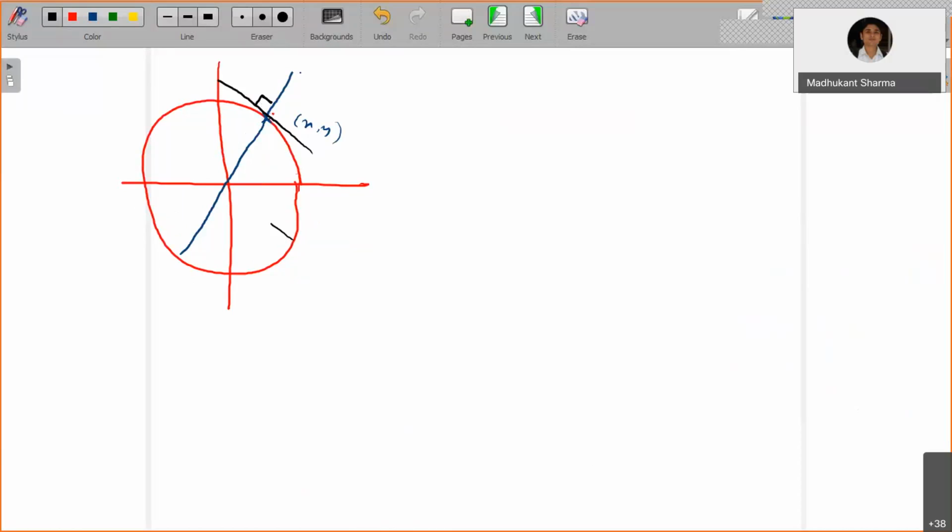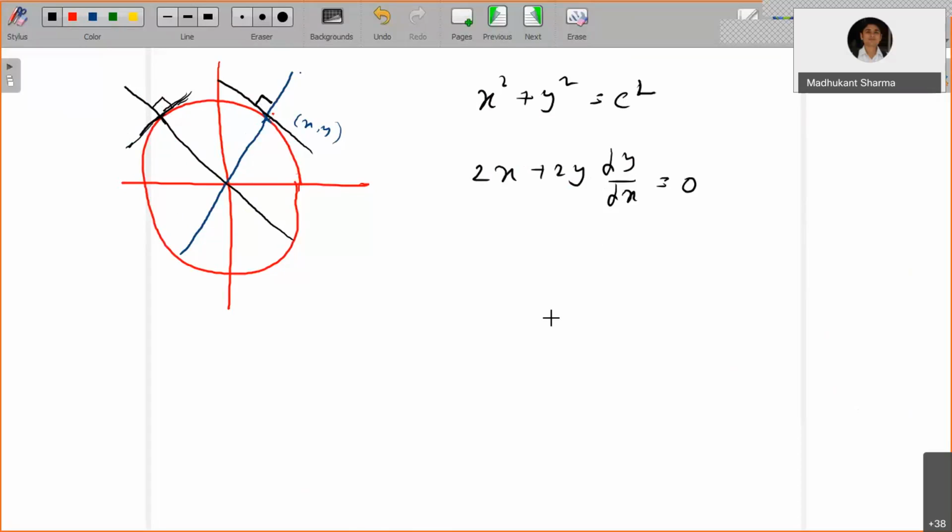You can have another line here. If you take this point and draw the tangent, it will intersect at a right angle. Now look at this family: x square plus y square equals c square. Differentiating both sides with respect to x, we obtain 2x plus 2y dy by dx equals 0. The 2 will get cancelled, so you have dy by dx equals minus x by y.